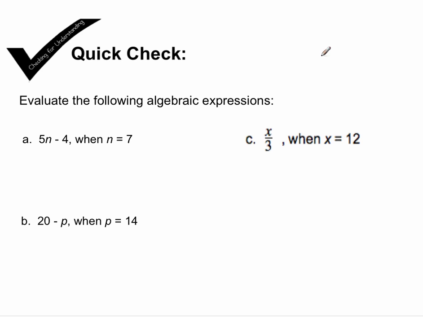So let's try these. We start with the expression. Uh-oh, I lost my pen. Oh, there we go. Sorry, let me just erase that. Okay. So we start with the expression, and this is 5 times some number subtract 4. And now I'm saying that number is 7. So 5 times 7 minus 4. So we substitute the number, and then we do our order of operations.